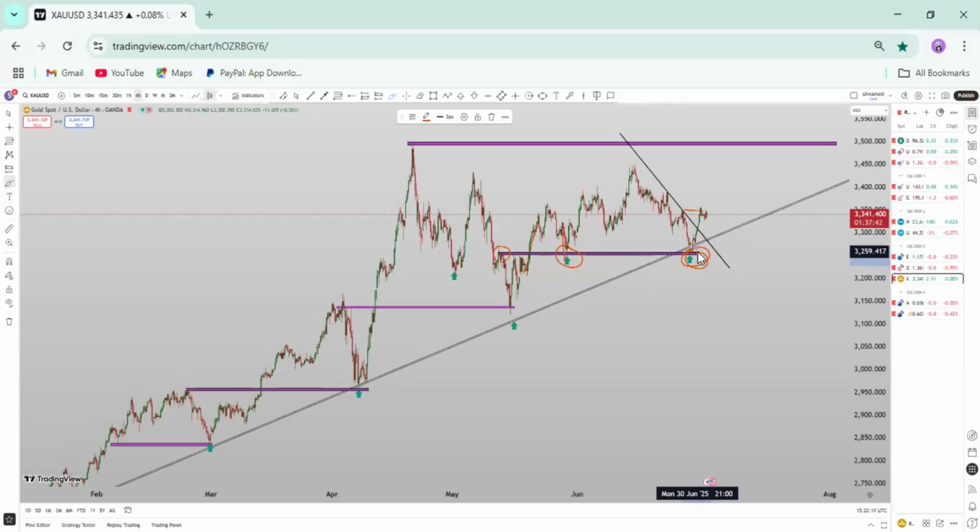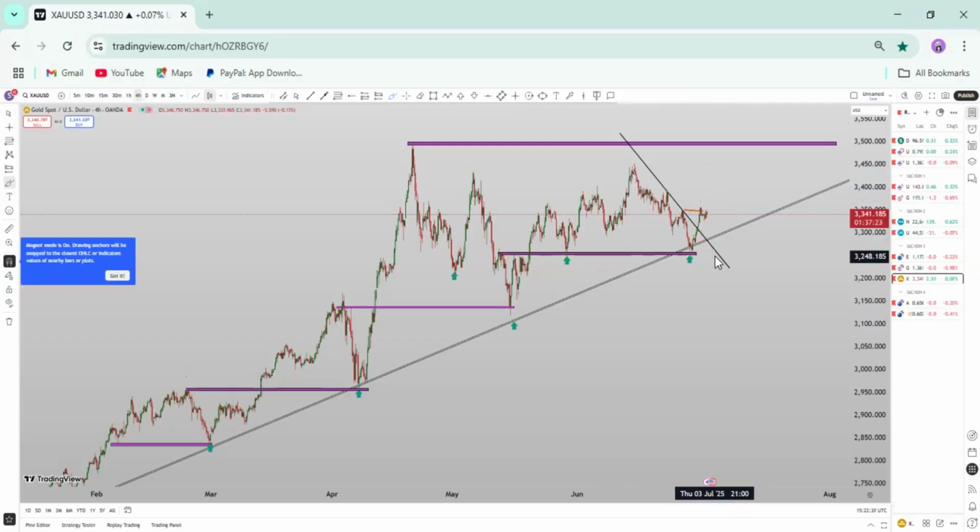If you watched my previous video, I told you what I'm expecting to see. I drew this trend line around here, and I told you I'm waiting for the market to break this trend line. And the market has broken this trend line. As you can see, the market is currently above the trend line.